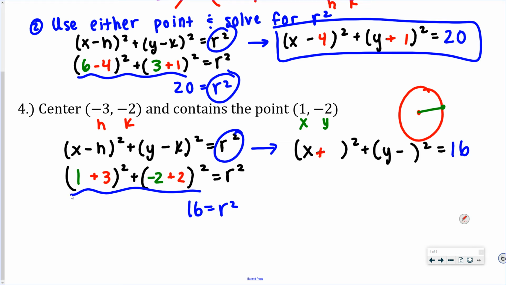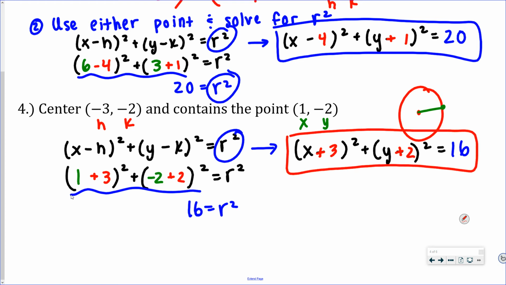So this is what I was saying, folks. In my final answer, you should have x's and y's. Okay, not at this point. This is just a little bit of solving to get there. And your final answer to your equation of a circle should have x and y. That was level 4. One last level.